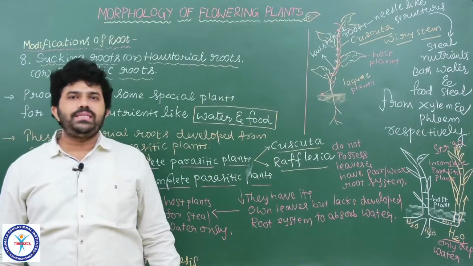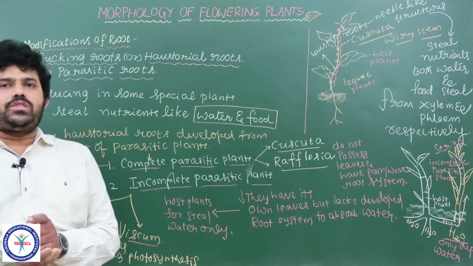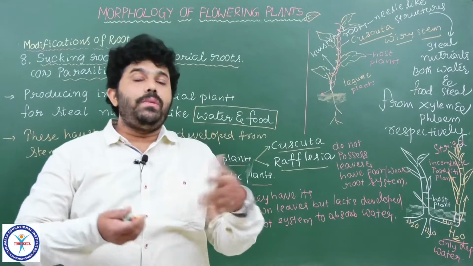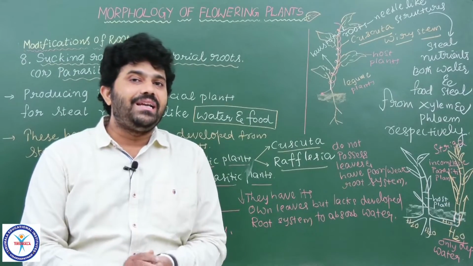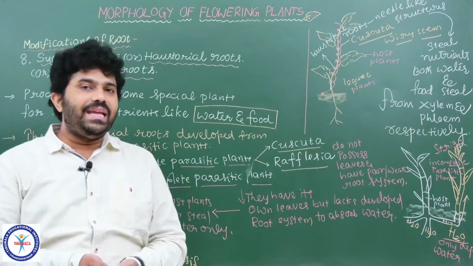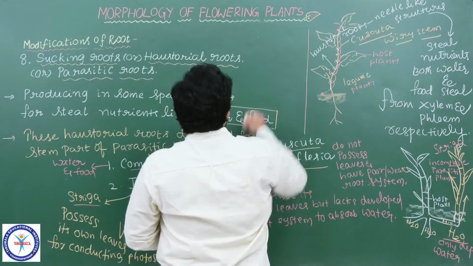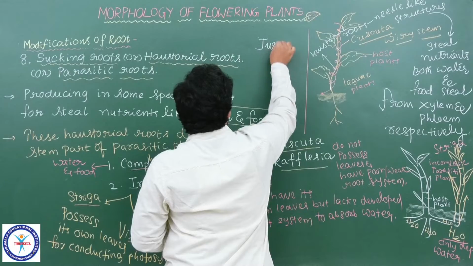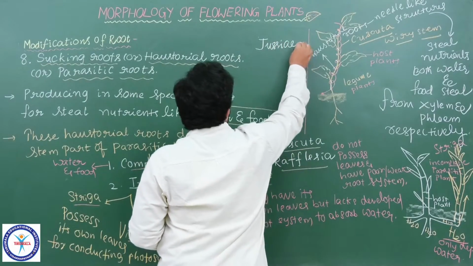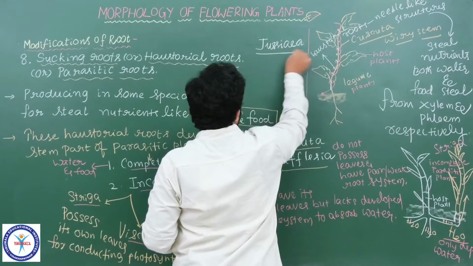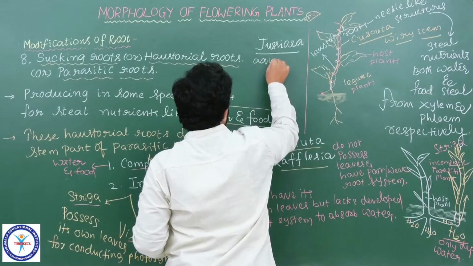So like that, dear students, I think you all understood very well about all the different types of modifications of root. So many other plants also there, like Jussia. You please note down. Jussia is an aquatic plant.